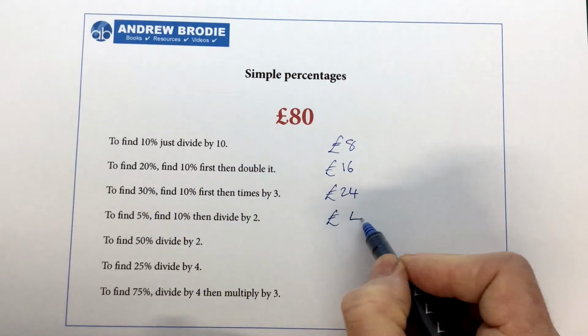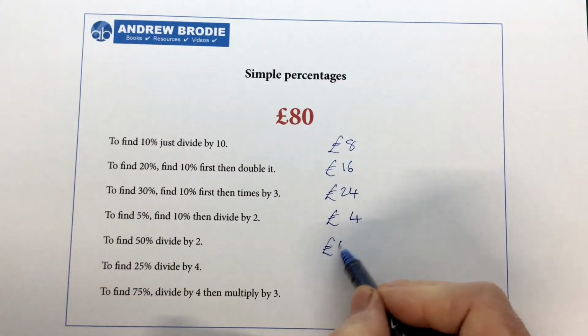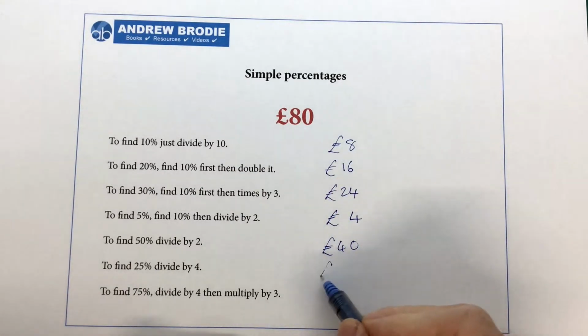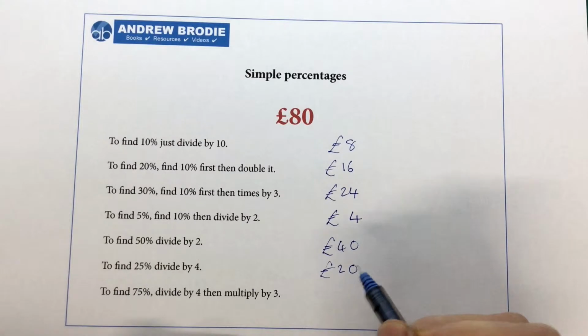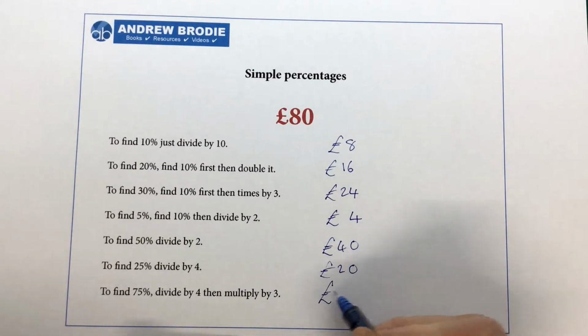To find 5%, find 10% and then divide by 2. So that's £4. To find 50%, divide the whole thing by 2. That's £40. To find 25%, divide by 4. So that's £20. To find 75%, divide by 4, then multiply by 3. So that's £60.